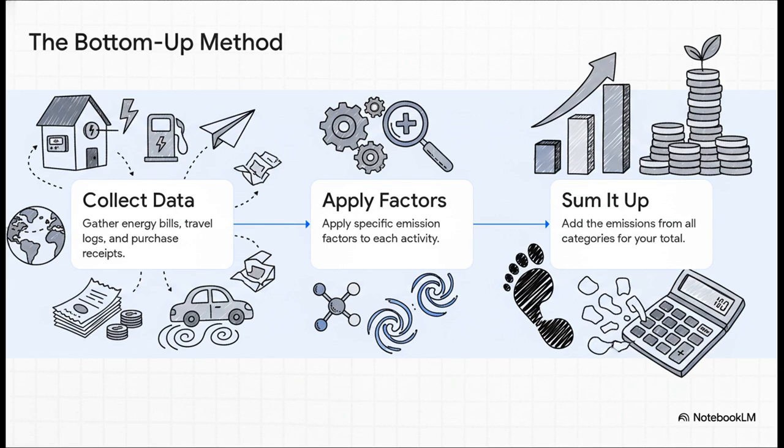Now, the bottom-up method flips that script. It starts small, with you. You've got to do a little homework here. Grab your electricity bills, figure out how many miles you drove last year, any flights you took. Then you use these special conversion rates for each activity and add it all up. This is for when you really, really want to know the details.